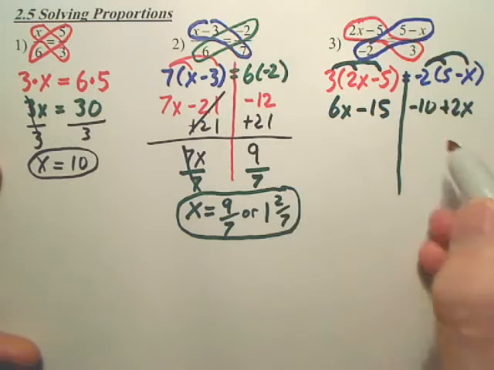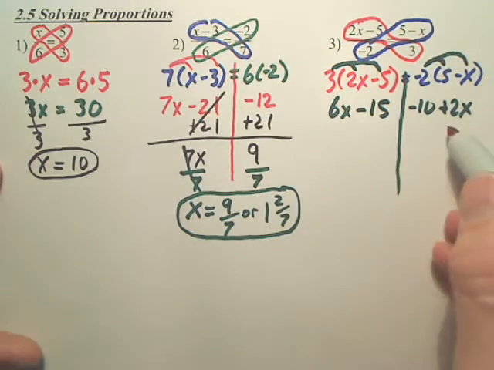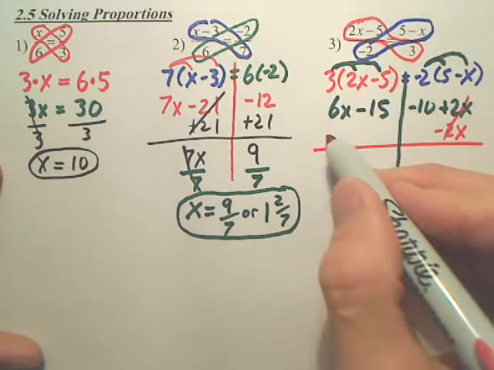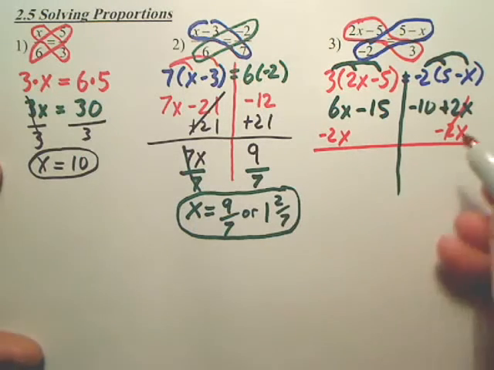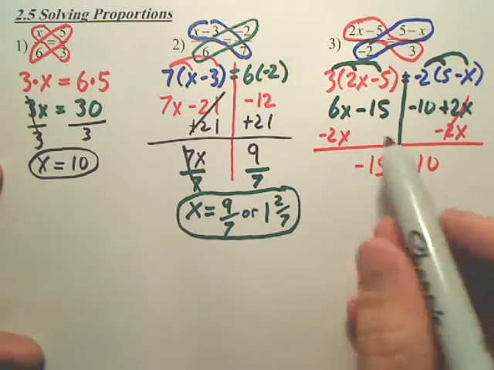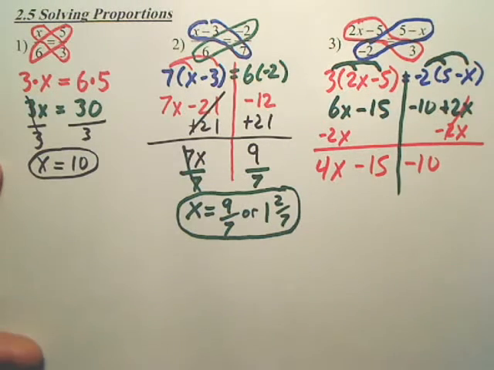In order to solve, we got to get all the x's to the one side. So I'm going to move this 2x over here. So I have to get rid of a positive 2x by minusing 2x. That leaves me negative 10 left over here. Bring down the minus 15, and then 6x minus 2x leaves us 4x.